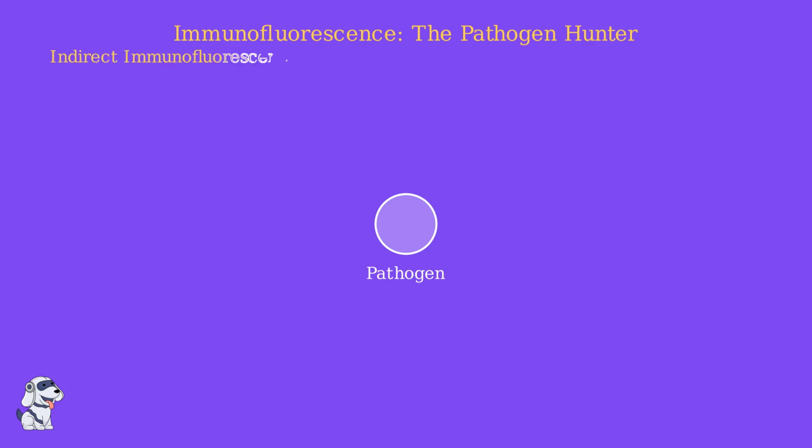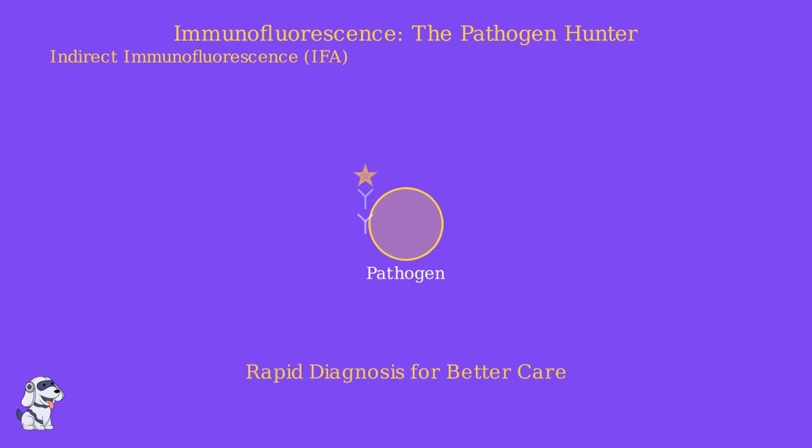Indirect immunofluorescence uses a two-step process. A primary antibody attaches to the pathogen, and a secondary antibody, tagged with a fluorochrome, binds to the primary one. This amplifies the signal, making the pathogen shine even brighter. By using these labeled antibodies, clinicians can rapidly diagnose infections, ensuring patients get the right treatment faster. It is truly the pathogen hunter's most precise tool.